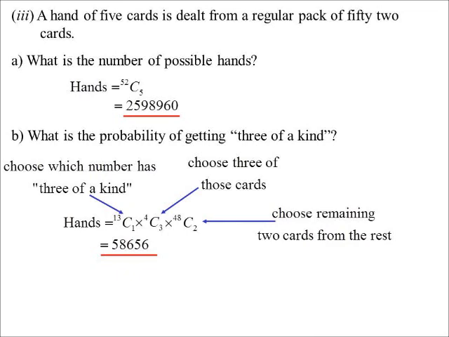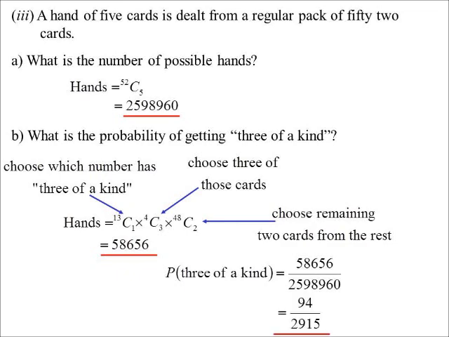Well, let's work out the logical question then. We're playing a hand of poker, just to give it a name. What's the probability of 3 of a kind? And we can see there we've got 58,656 over that 2 million, etc. Sometimes it's nicer just to look at it as a percentage because it gives us an idea of our chance of winning. So 94 on 2915, it simplifies down to around about a 3.2% chance of winning. And in fact, that's how they work out which hand beats which. It's all based on the probability of getting that particular hand.